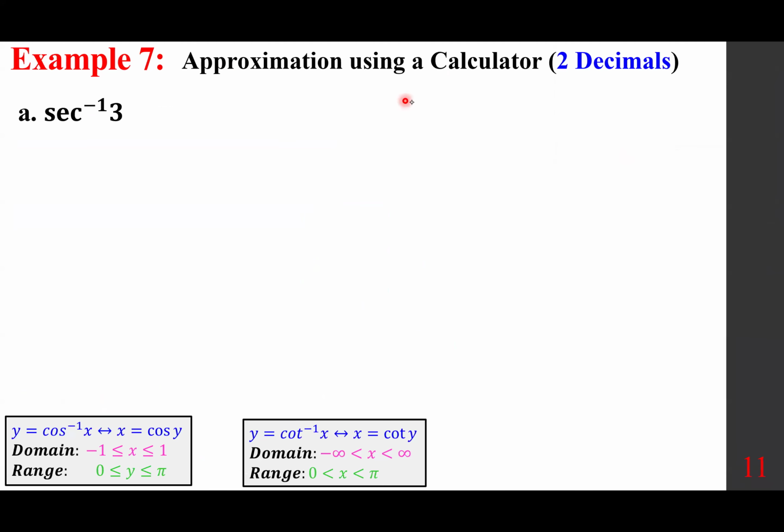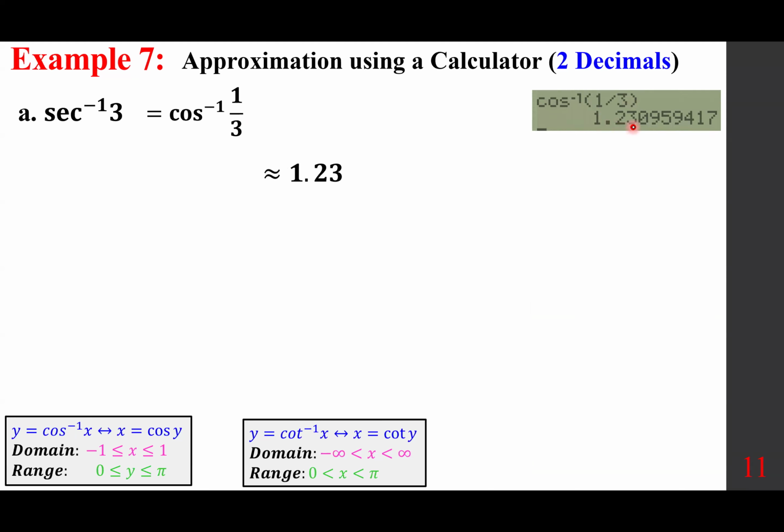Approximation using calculator, and they're asking for a couple of decimals. Normally, you want to go with more unless they ask otherwise. So secant inverse of 3. What's the answer? Let's go with cosine because we are familiar with cosine. That means cosine inverse of 1/3, and definitely not a common arc. So you can put cosine inverse of 1/3 and it gives you the answer. And since they want two decimals, you stop here and it doesn't change. 1.23 and we're done.